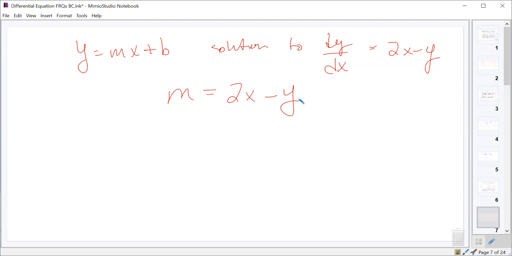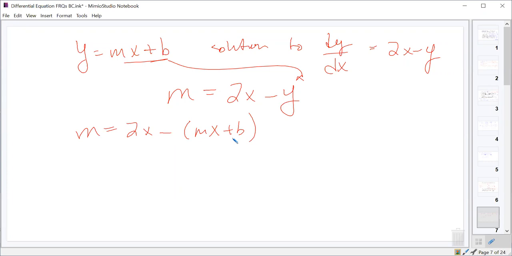Everybody good with that? Yeah? Okay. So if m is 2x minus y, what else can we do? We also know that y is equal to mx plus b. But if y is mx plus b, we can replace the y with mx plus b. So we've now got m equals 2x minus (mx plus b). Everybody good with that? Okay.